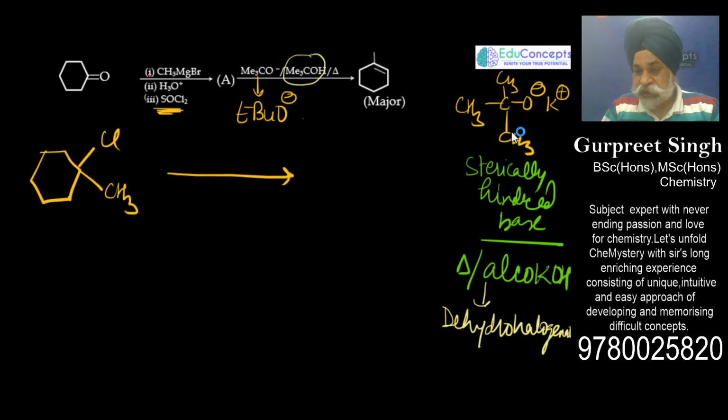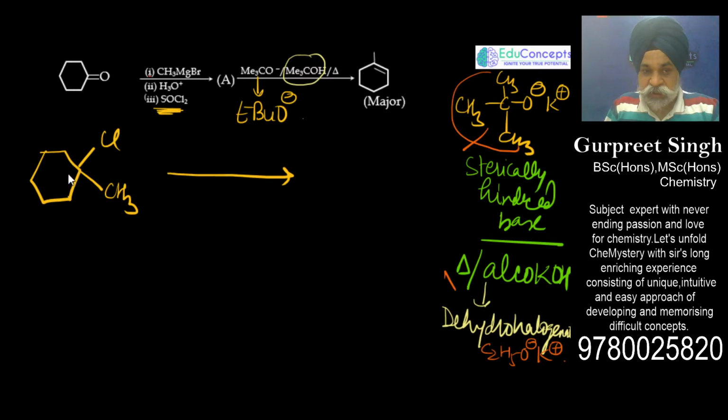Now what is the difference if I take alcoholic KOH? Alcoholic KOH is a source of ethoxide, basically potassium ethoxide, but here it is tertiary butoxide, a sterically hindered base. So you have to remember, when a butoxide is heated with its particular alcohol, or alcoholic KOH is heated with alkyl halide, you get dehydrohalogenation. Either of these is a reagent used for dehydrohalogenation.